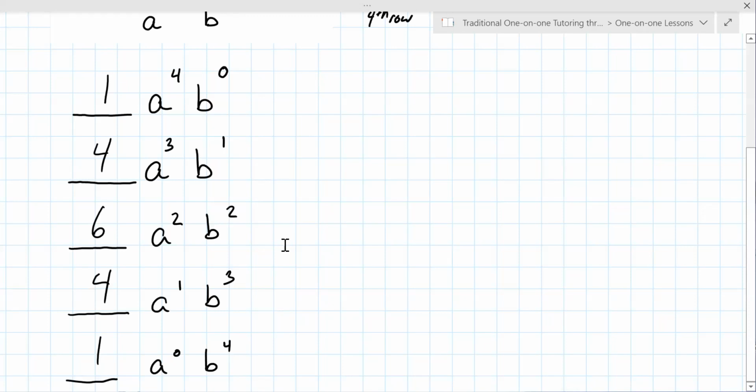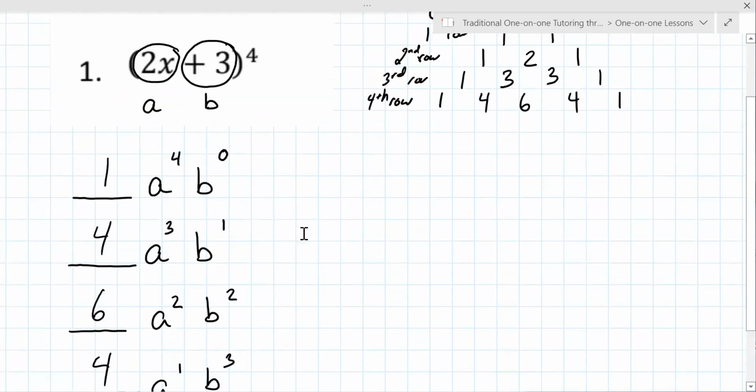Now this is not the answer, but we're getting closer to the answer. So it's not A in your problem. This is my approach, by the way. This is maybe different than what you would see in the classroom, but it does get to the same answer. So it's 1 times, and your A is 2x. Notice I'm putting it in parentheses. Your B is +3, so I just leave it as 3 to the power of 0.